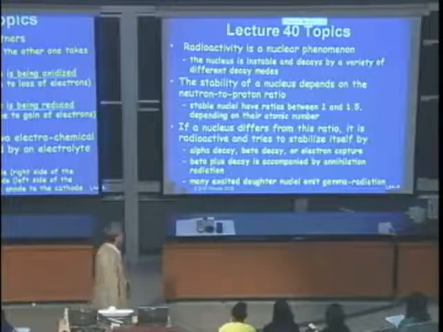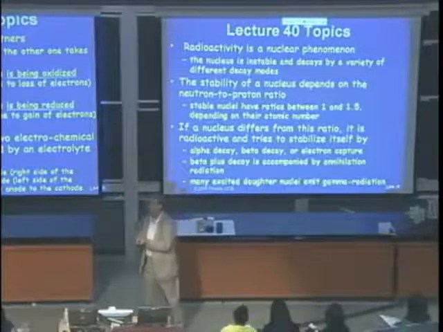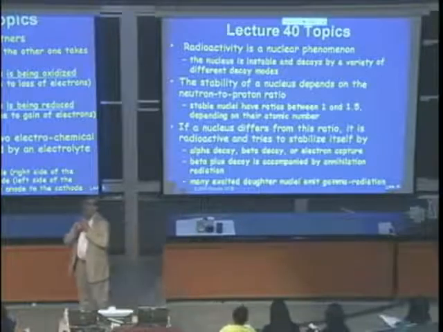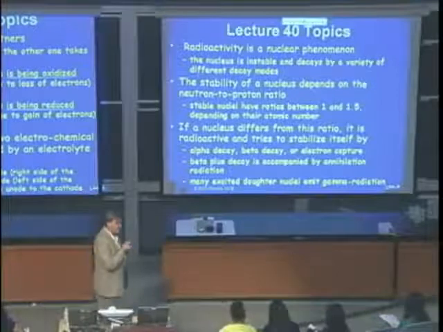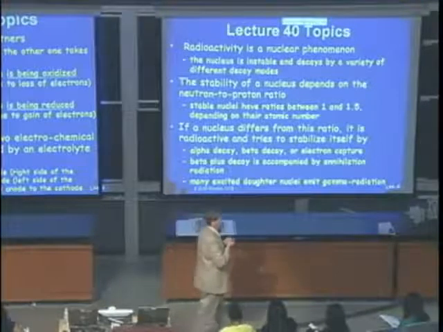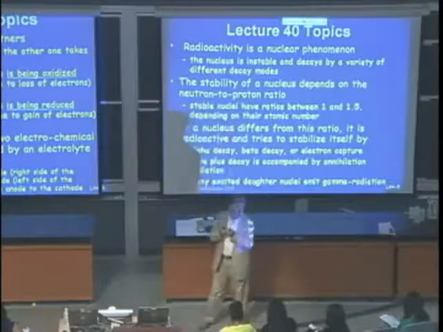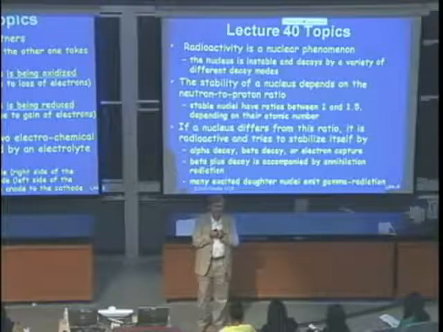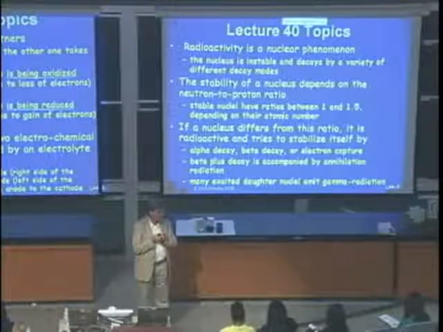Never mind. Radioactivity is a nuclear phenomenon. So that happens in the nucleus. Everybody above bismuth is radioactive. Any element above bismuth is radioactive because the neutron to proton ratio is out of whack, all right? Completely out of whack, all right? And it will never be at a stable ratio.